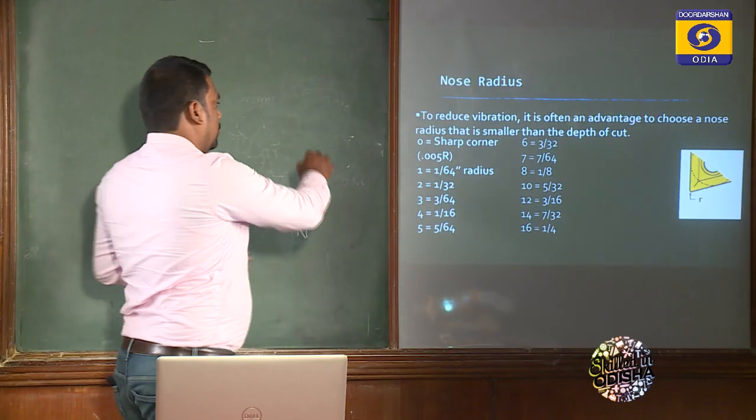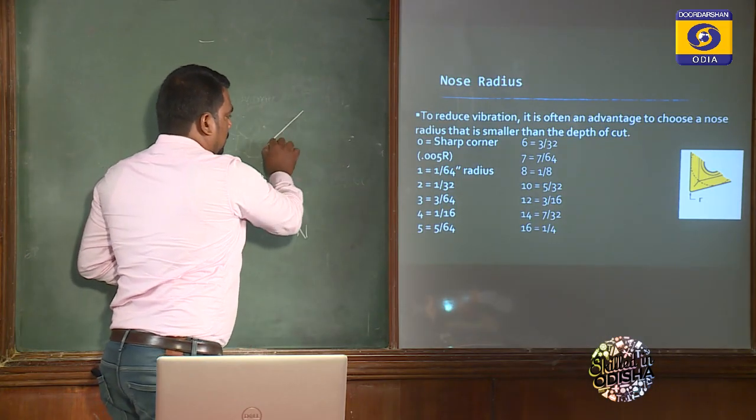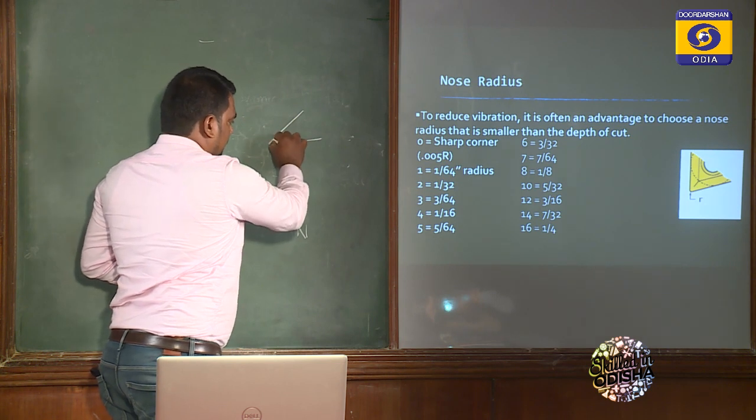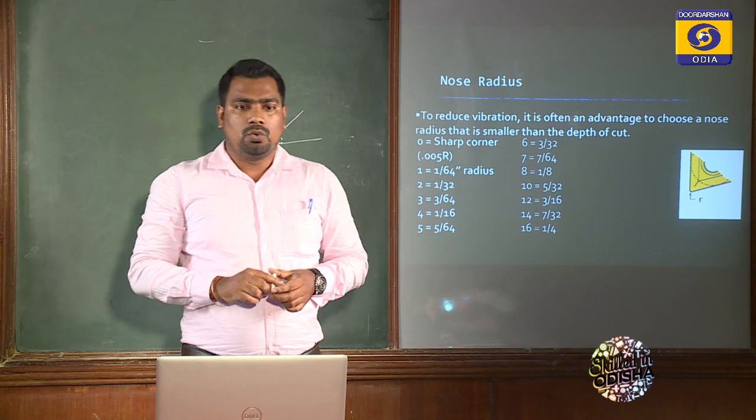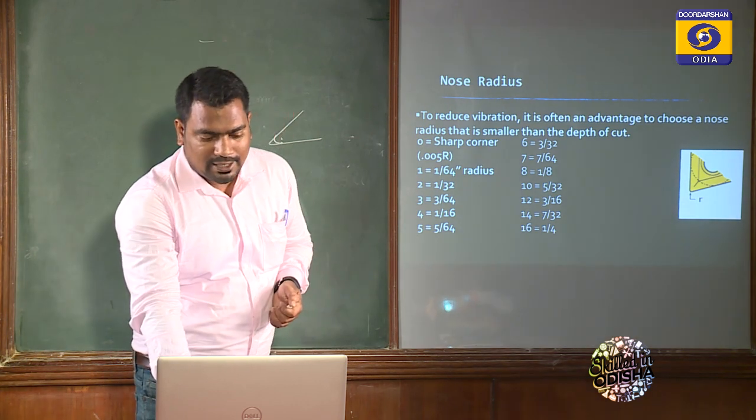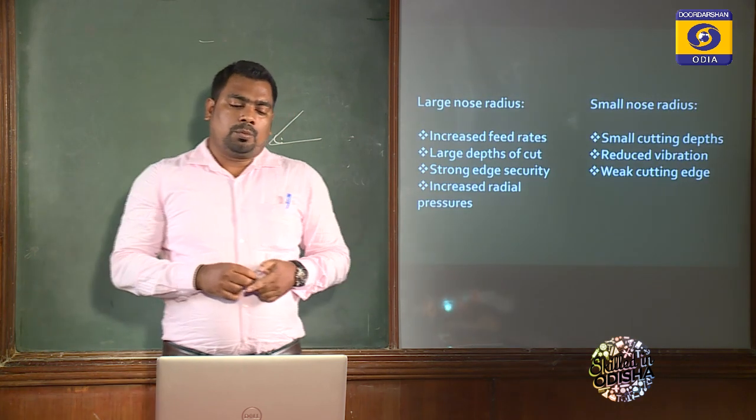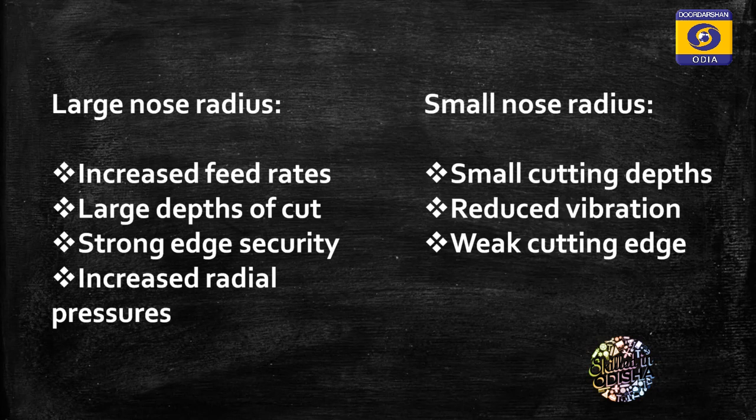the insert is not blunt, it has a radius at the corner, that is called nose radius. Nose radius is given for a purpose. A large nose radius increases the feed rate, depth of cut, and edge strength, etc. Whereas a small nose radius means small cutting depths, reduced vibration and a weak cutting edge.